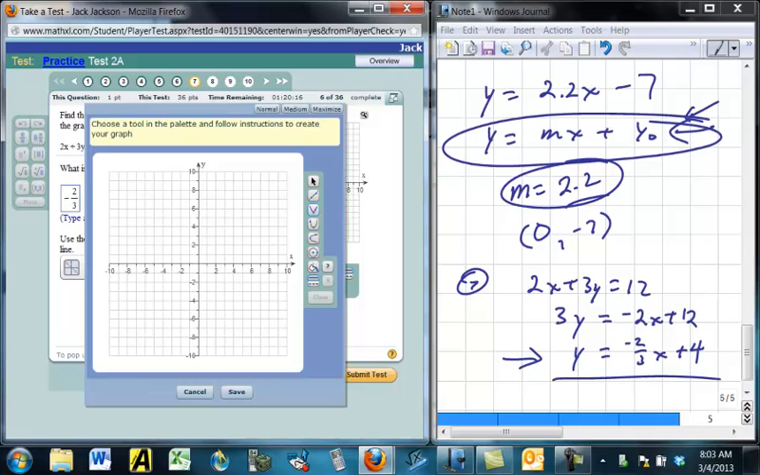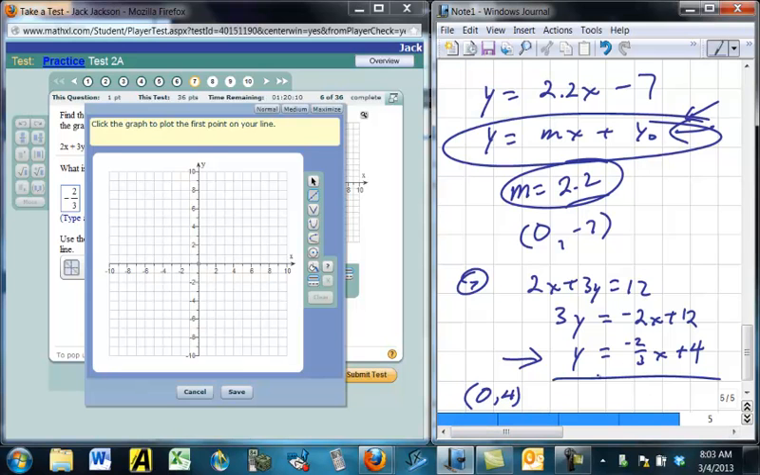I'm going to make it a little bit bigger. Choose the line tool. And let's just use what we know here. We know it goes through 0, 4, and the slope is negative 2/3. So 0, 4, let's find that. And then slope is negative 2/3. So one way we can think of that is 3 to the right and 2 down.